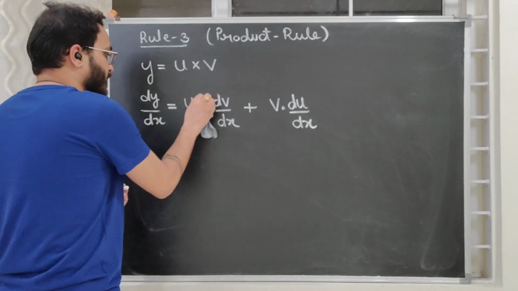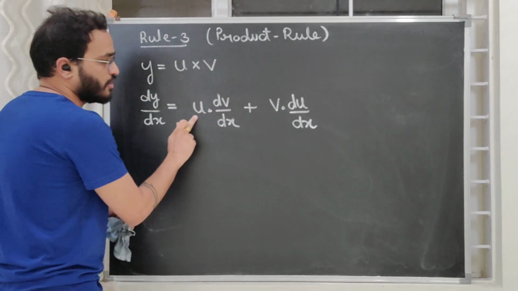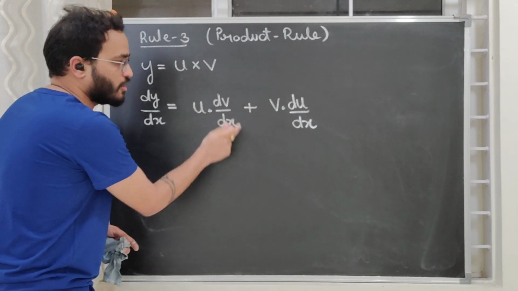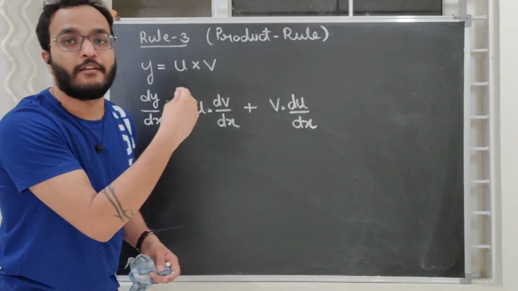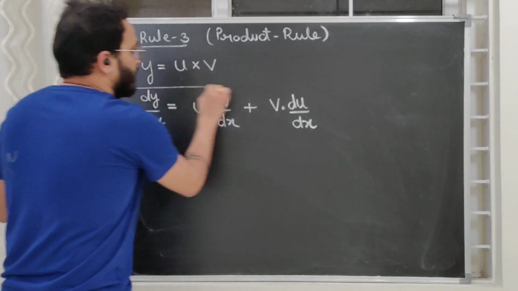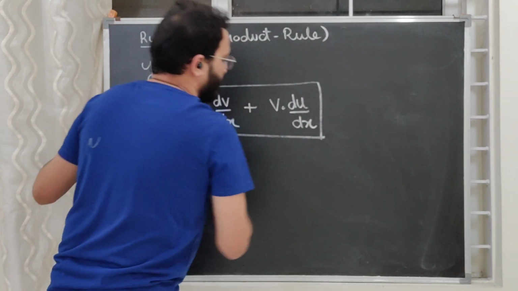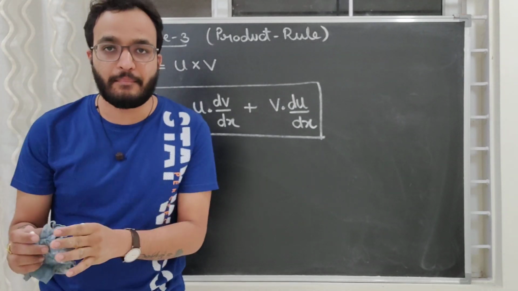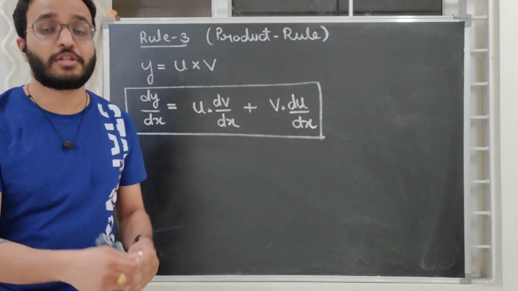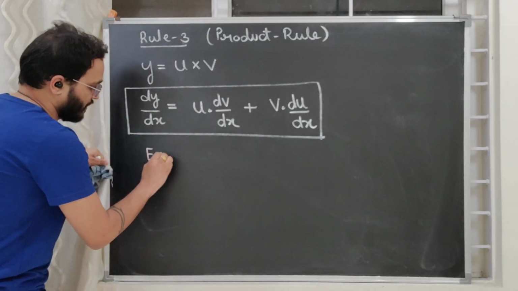Is it clear, students? Very simple. Just keep the first function constant, differentiate the second function, plus keep the second function constant and differentiate the first function. This will become your rule number 3, also known as the product rule. Now, as usual, I will give you an example and you will understand things better with the example. So let's take a quick example here.